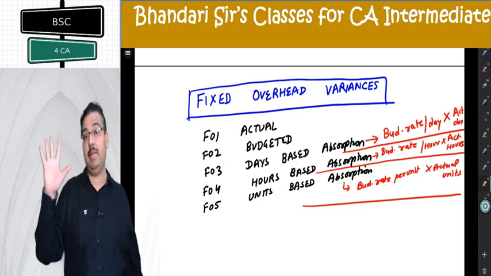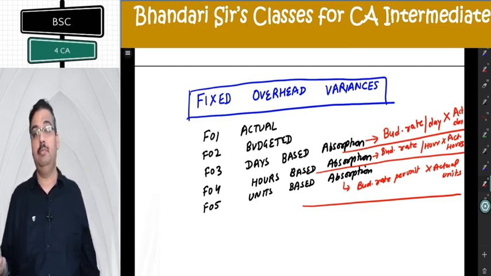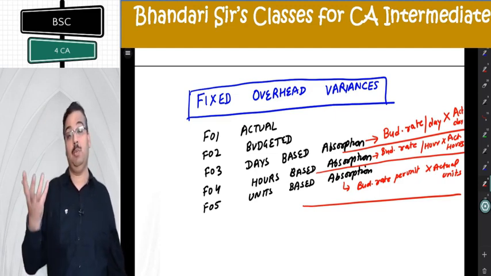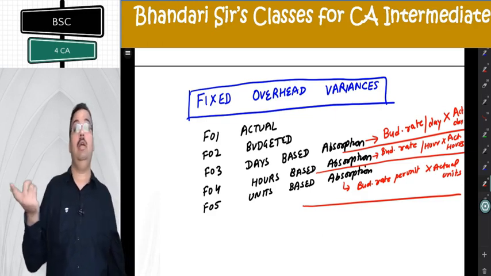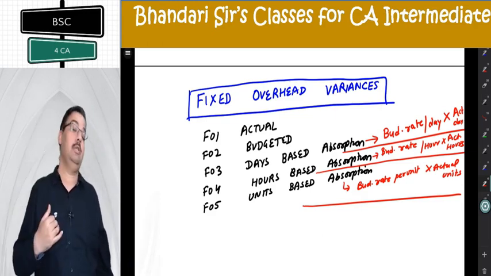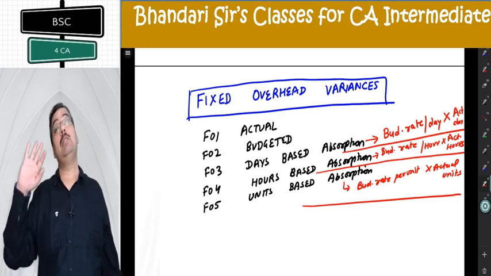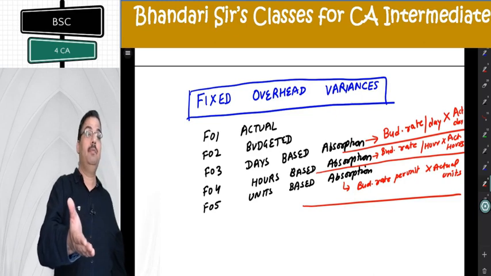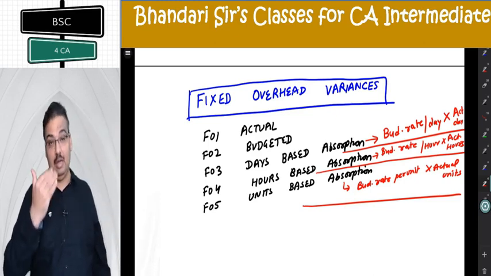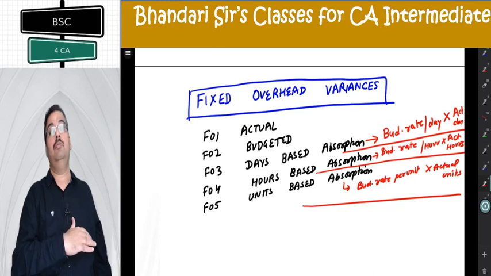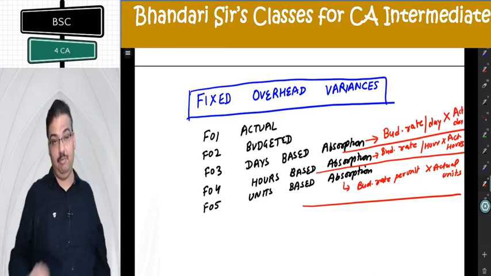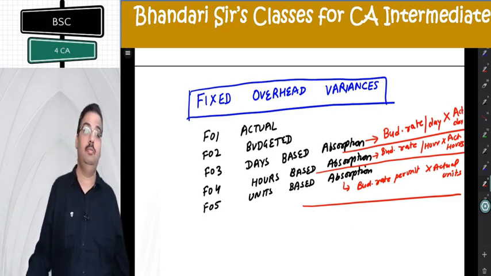Once you calculate 5 steps, there will be a table, big table. You'll need to remember the names of variances as per the steps. And it will be in reverse counting, FO5 minus FO1, cost variance. FO2 minus FO1, expenditure variance, names you'll have to remember. FO5 minus FO2, volume variance. Under that, calendar, capacity, efficiency: FO3 minus FO2, FO4 minus FO3, FO5 minus FO4. This is what you need to learn.